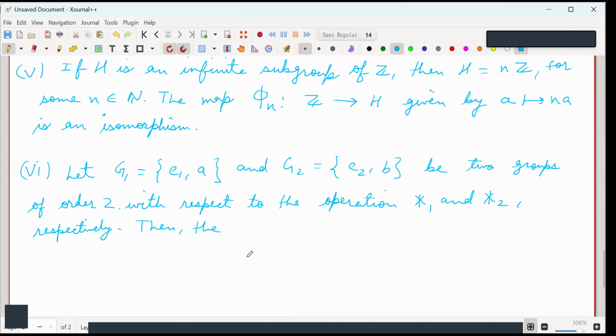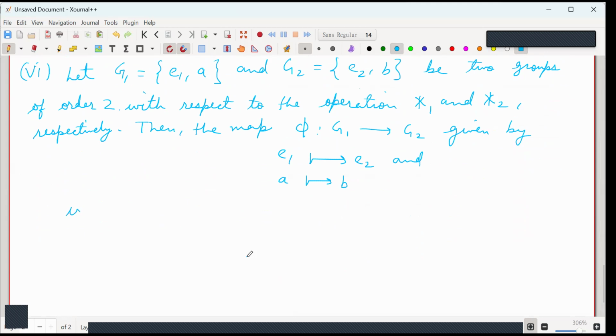Then the map phi from G1 to G2 given by E1 mapping to E2 and A mapping to B is an isomorphism. Clearly, it's one-one and onto, and why will it be a homomorphism?